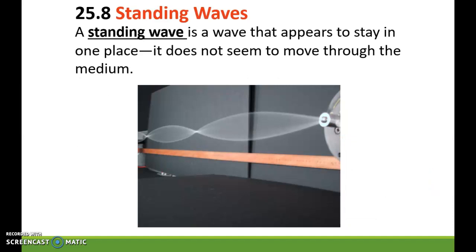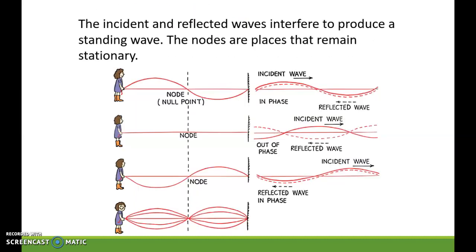A standing wave is a wave that appears to stay in one place. It does not seem to move through the medium. The incident and reflective waves interfere to produce a standing wave. The nodes are places that remain stationary. So as you can see here, these would be the nodes all along here where the wave is stationary.